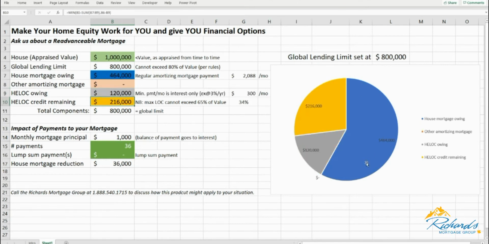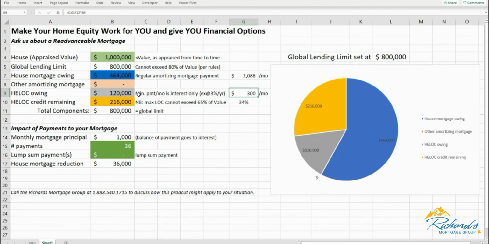Your mortgage remains the same. You now have a $120,000 line of credit balance owing, and your remaining line of credit available is $216,000. The three components, being your mortgage, your line of credit, and your limit or remaining balance, still total $800,000. In this scenario, you'll have a minimum payment of interest only. So perhaps that might be $300 per month on this $120,000 balance.